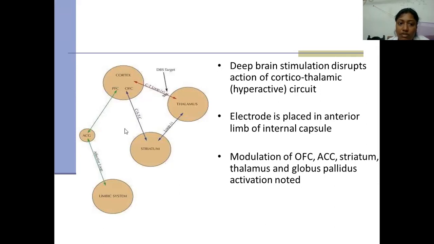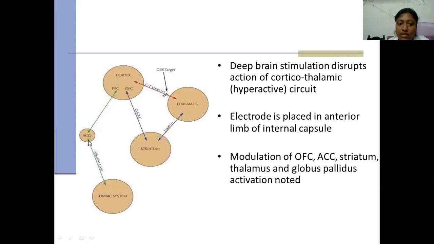Now here we have OFC and then to striatum, and then this is a negative feedback to striatum to thalamus, and this will be a positive feedback either way. Okay, so DBS targets this region.